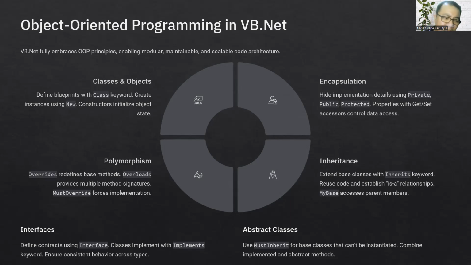And next is interface. So an interface defines the contract using the Interface keyword, and classes implement it with the Implements keyword. Then it creates a basic interface. So the interface ensures consistent behavior across types. And next we have abstract classes, using the MustInherit keyword for base classes that cannot be instantiated, which means it combines implemented and abstract methods.